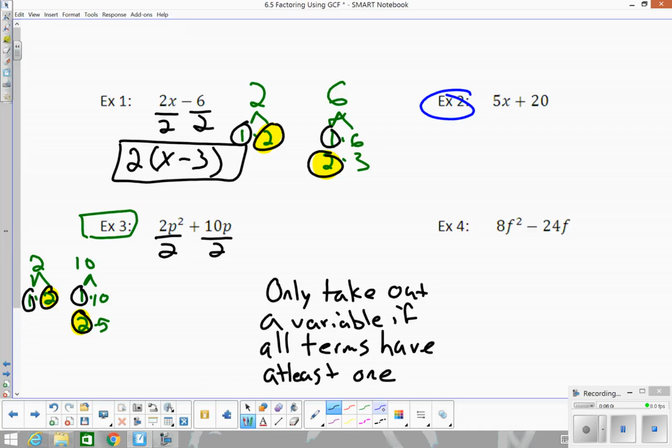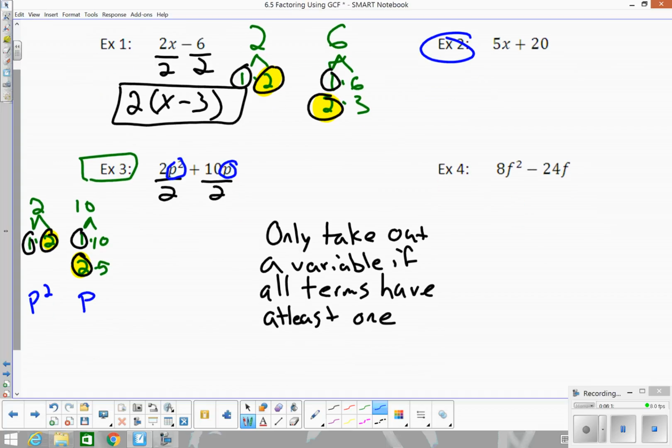Now look at my variables. Both terms have at least one p, right? p to the first power and p to the second power. So I'm going to take the p to the second power and my p. So what is p squared? Well, what do I multiply together to get p squared? I could do p squared times 1 and p times p. What about just regular p? The only way I can multiply to get p is p times 1. All right?